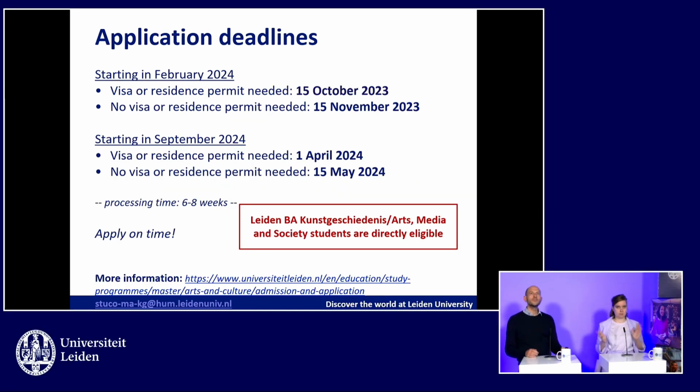Processing time is around 6 to 8 weeks. Please apply on time. And if you are a student from the BA Kunstgeschiedenis or Arts, Media and Society from Leiden University, you are directly eligible. So if you finish up your BA program, you can continue onwards in our program without any hiccups.